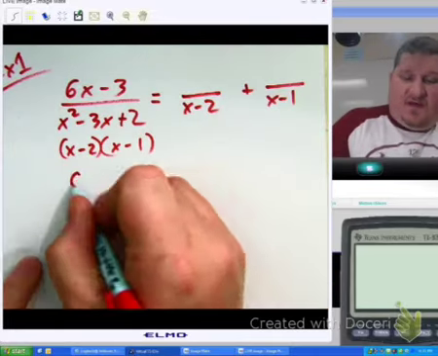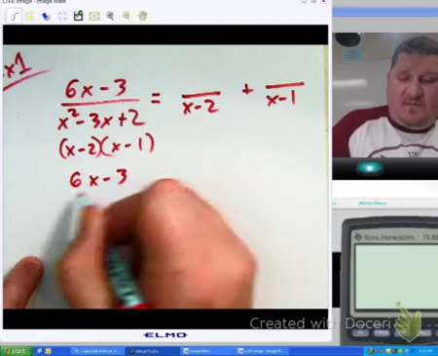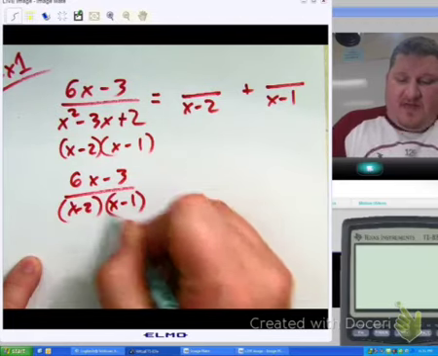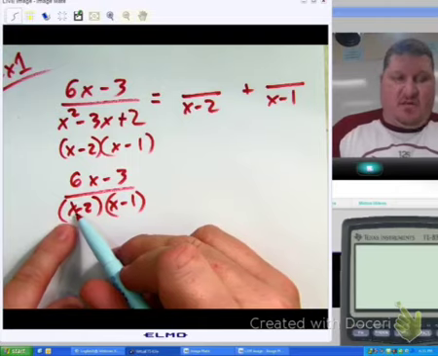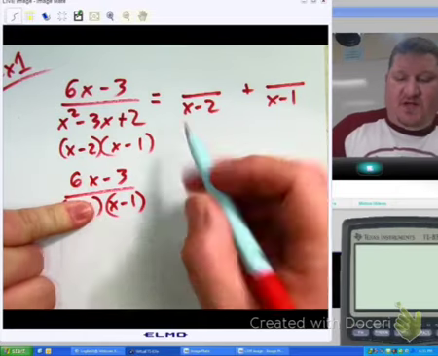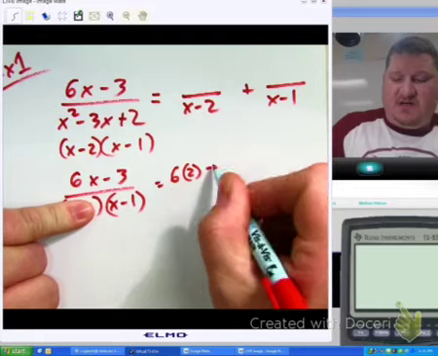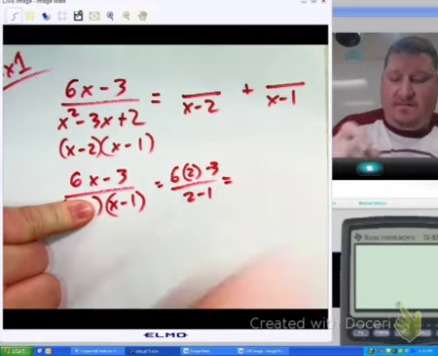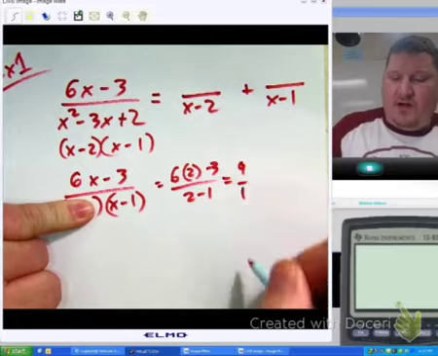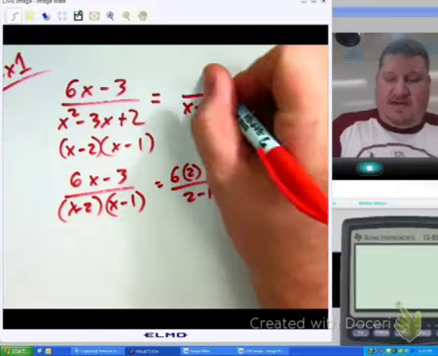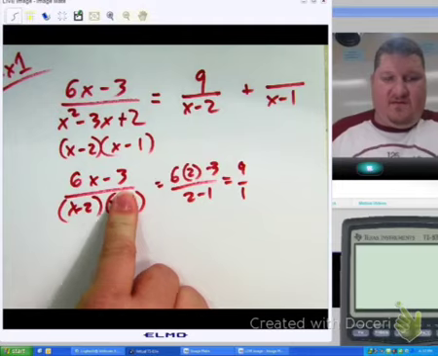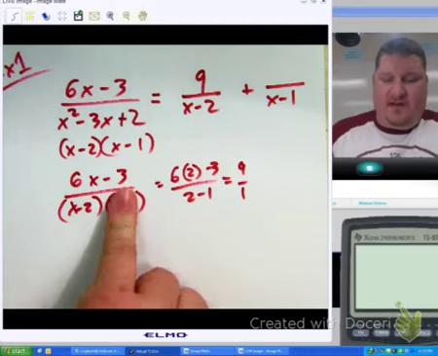To find out, we need to write it in its factored form and plug in whatever makes this 0. What makes this 0? 2. So cover it over, plug in 2. 6 times 2 minus 3 over 2 minus 1. I come up with 9 over 1. So 9 goes here.